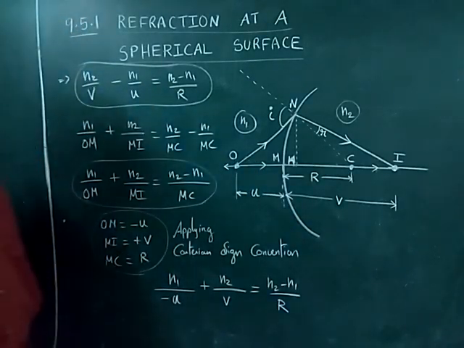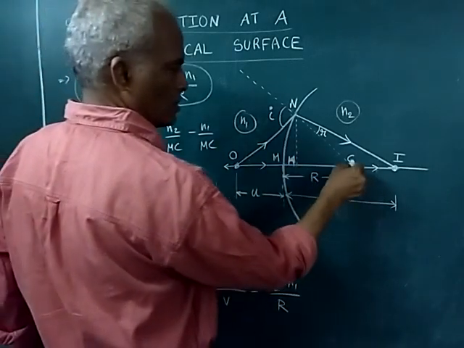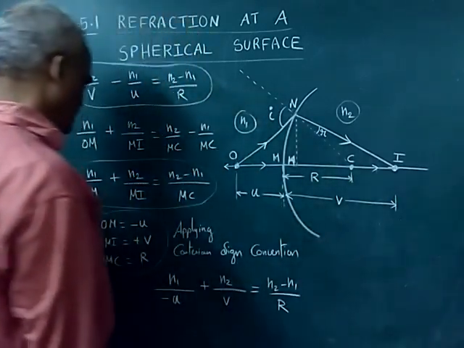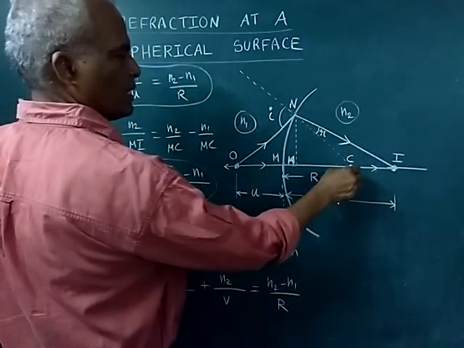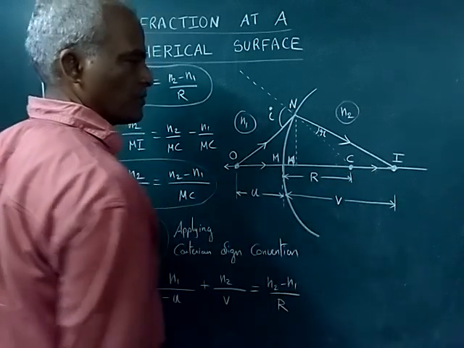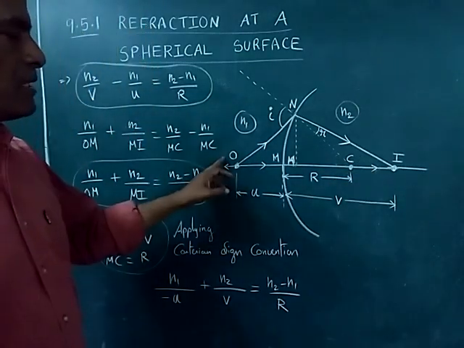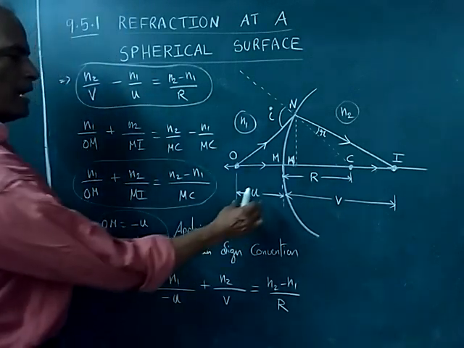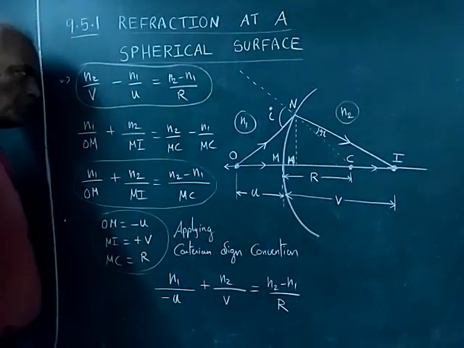MI is equal to plus V. It is the other side. So this is plus V. MI is plus V, and MC is R, that is the radius of curvature. This is object and this is image. So the object is negative and U is minus U.